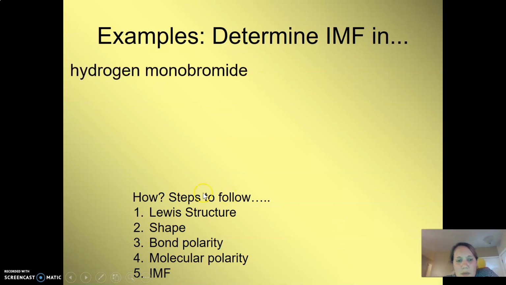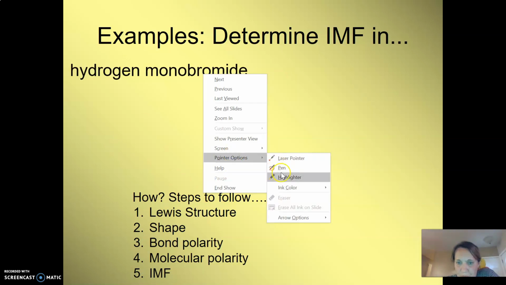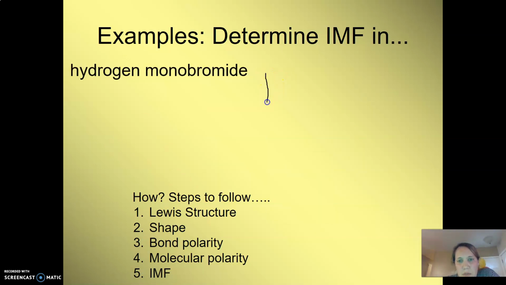Go ahead and pause the video and see if you can do this one on your own. So for hydrogen monobromide, again, I'm going to draw my hydrogen, and my mono means 1, so we just have a Br. Okay, and I'm going to go ahead and finish my Lewis dot structure, draw my bond, and then I'm going to put my electrons in here. So everything is good if I do that.